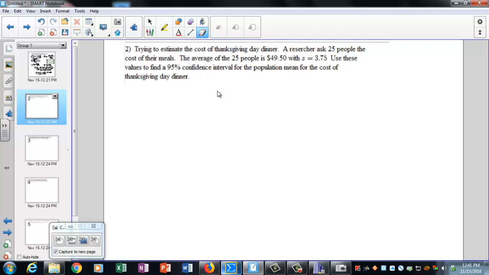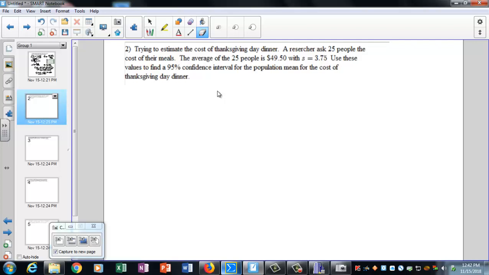Trying to estimate the cost of Thanksgiving dinner. Researchers asked 25 people. The average of 25 people is $49.50. S is $3.75. Use this to find a 95% confidence interval. Now this is the one doing a confidence interval. So now the question is, do I use the z-score or the t-score? We know we're dealing with the mean. What are you looking for?